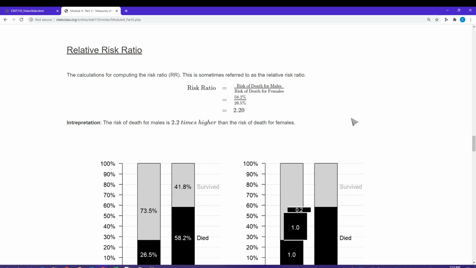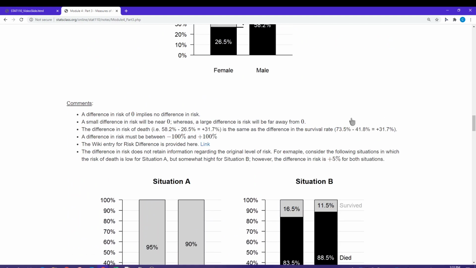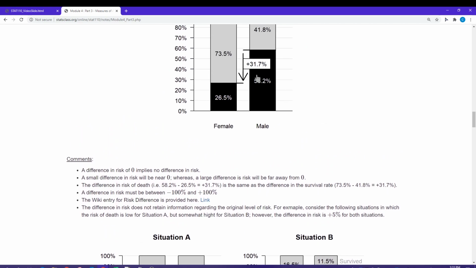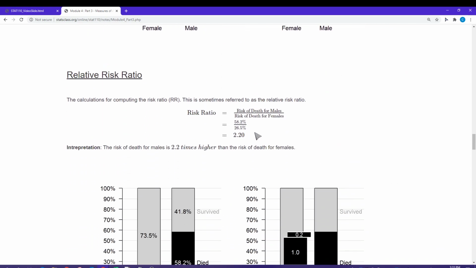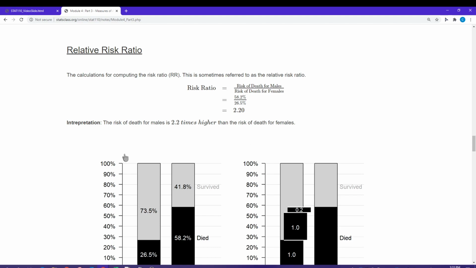How about a risk ratio? What a risk ratio is going to do is take the ratio of the 58.2 and the 26.5. And when I do that math, I end up with 2.2. The interpretation of this quantity is that the risk of death for males is 2.2 times higher than the risk of death for females. So when I do my interpretation with the ratio, the risk of death for males is what sits in the numerator of this ratio, and that is 2.2 times higher than whatever is sitting in the denominator of that ratio, which would be the risk of death for females.